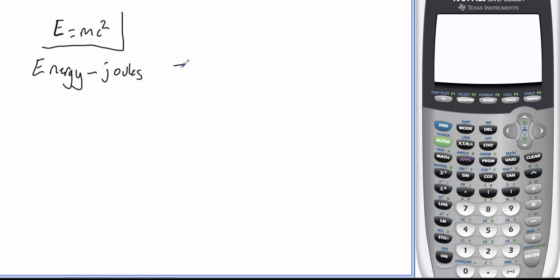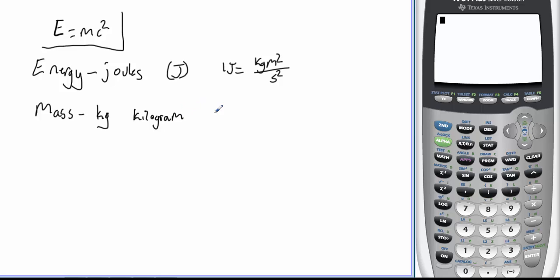The abbreviation for joules is capital J, and it turns out 1 joule in base units is equal to a kilogram meter squared per second squared. Which means we have to measure mass in kilograms. Remember, a kilogram is 1,000 grams. Kilo means times 10 to the third, or 1,000. So 1 kg equals 1,000 grams.